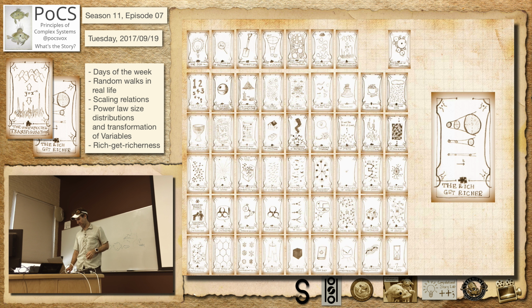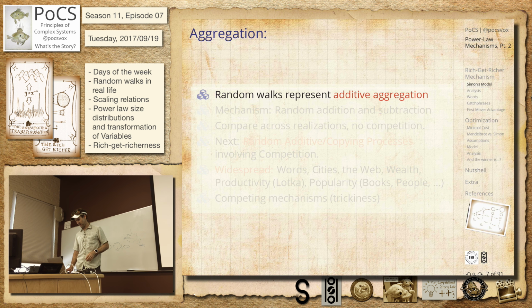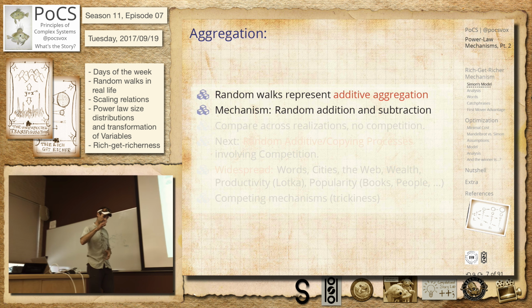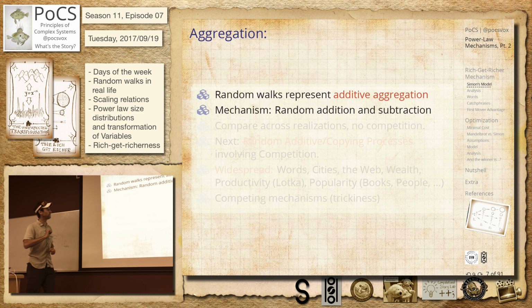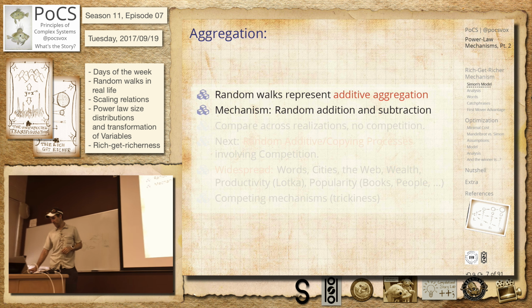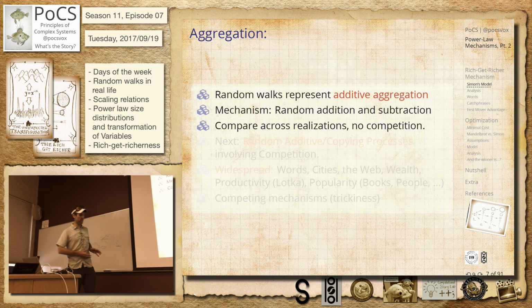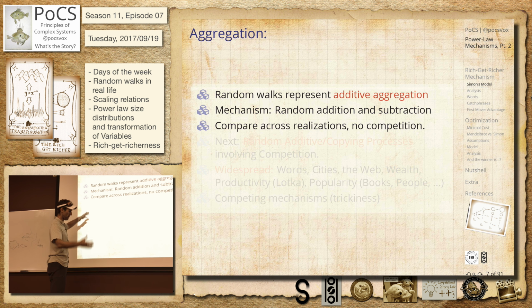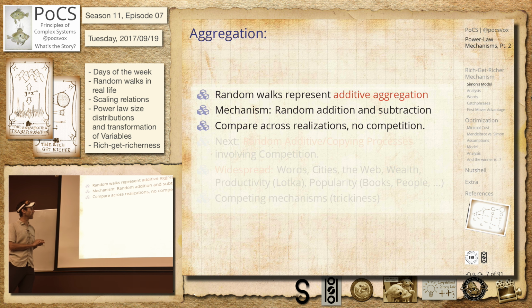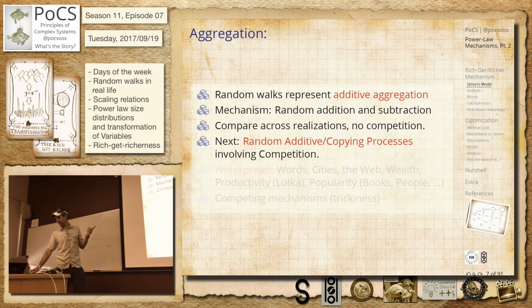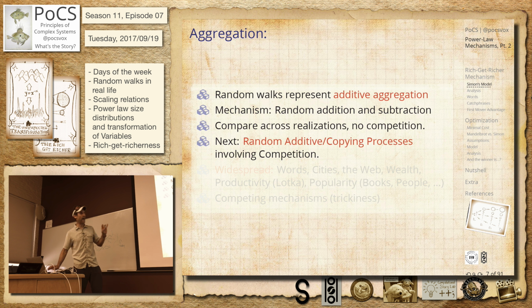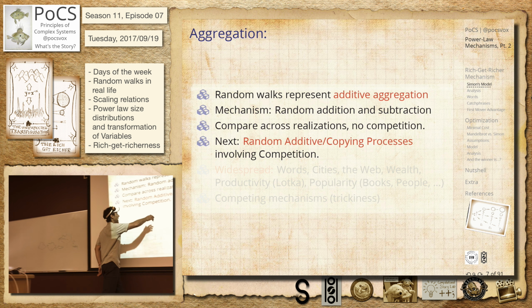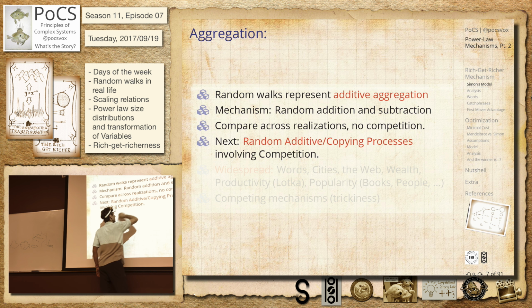So we're trying to finish this first row here. Random walks are additive aggregation, right? So we're building something up, we're just adding and subtracting, and we're making many of them, and then we compare them, right? There's no competition, we just take a whole ensemble of them and think about the kinds of walks that have come out. So this is going to be a different thing. We're going to have a system where there's adding, but there's a copying piece inside of it as well.